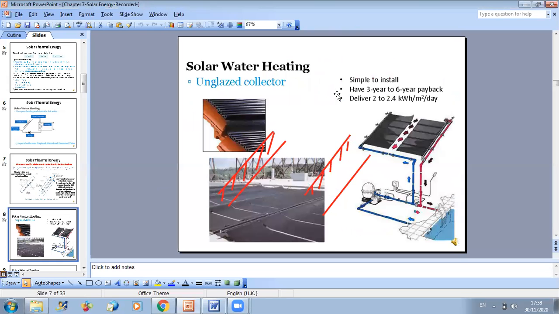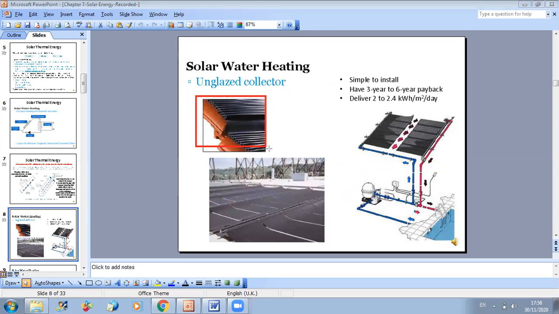Now we will see each type in detail. The first type is the unglazed collector. As you can see in the figure, it's a very simple design and very simple to install. It only consists of tubes. You put these tubes on the roof, or on a facade that is exposed to the sun, and you circulate water inside these tubes. Due to the exposure to the sun, the water will be heated.